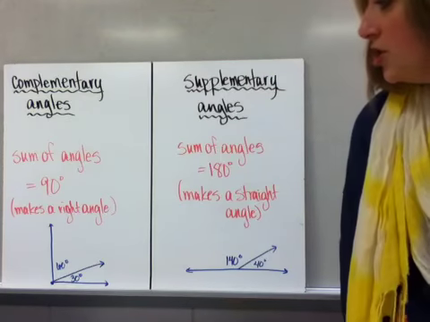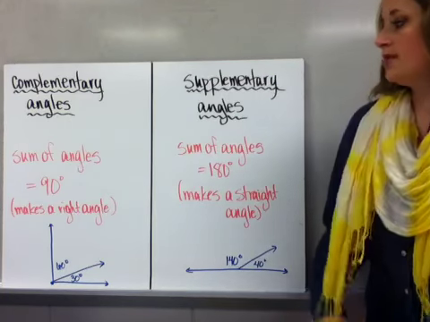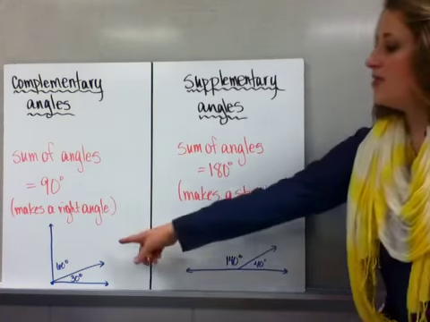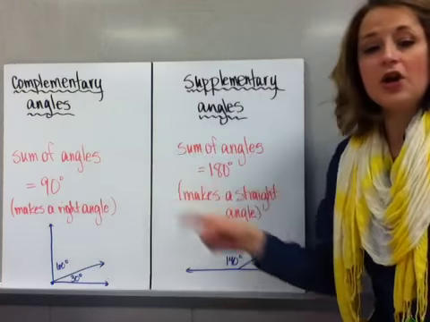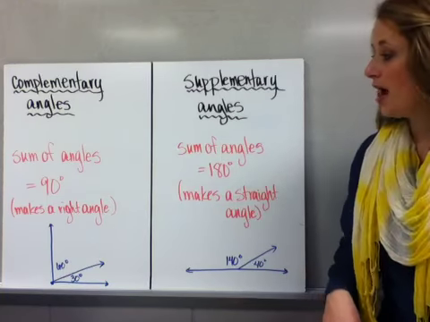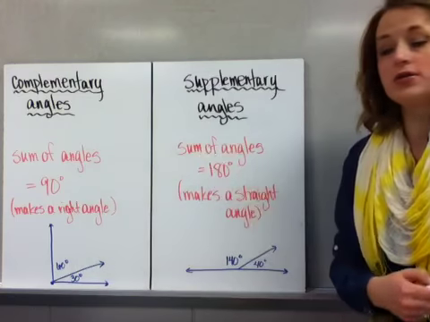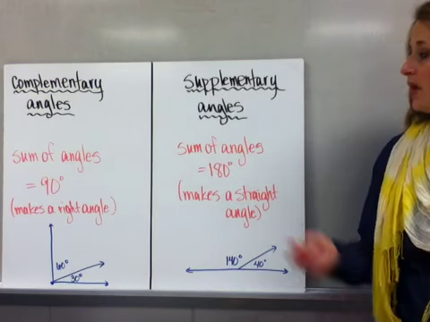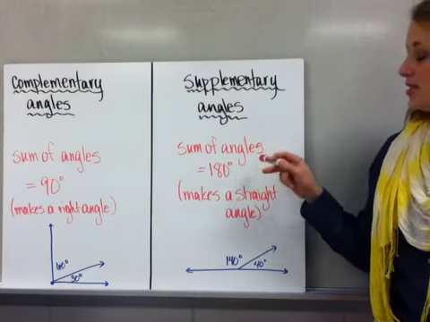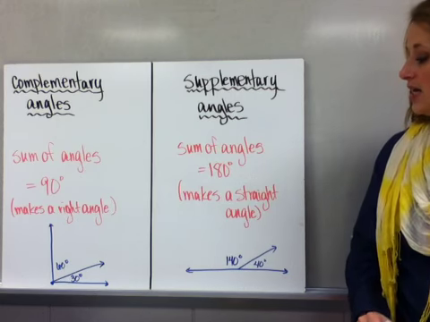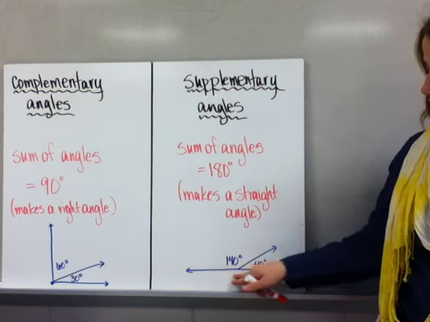Here's a couple of relationships that you'll see between angles. If I put two of them side by side and the sum of their angles, meaning I add the measure of their angles, equals 90 degrees, it makes a right angle, then we call those complementary angles. For supplementary angles, the sum of their angles is 180 degrees. It makes a straight angle.